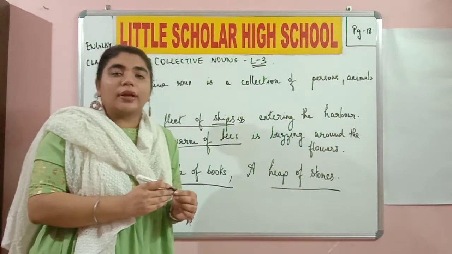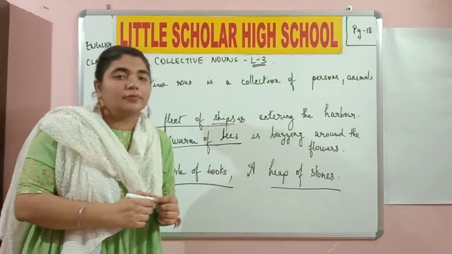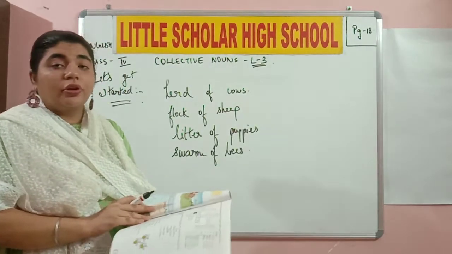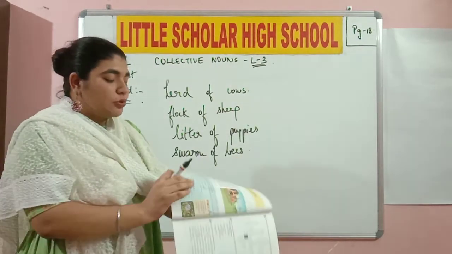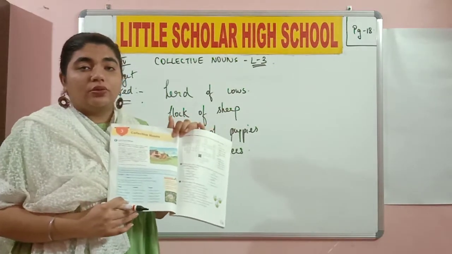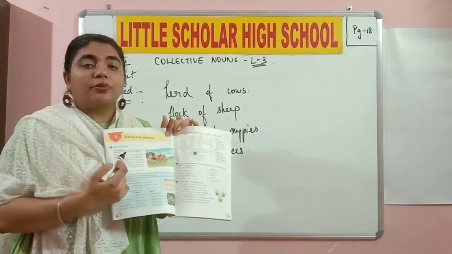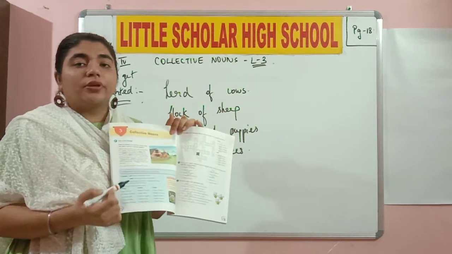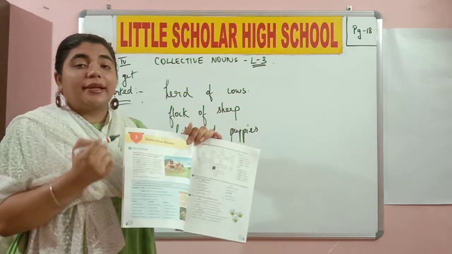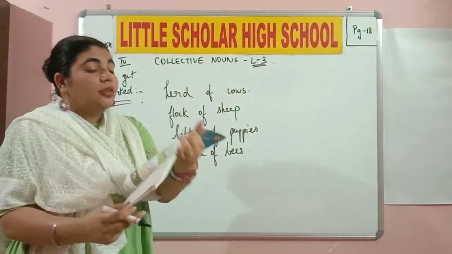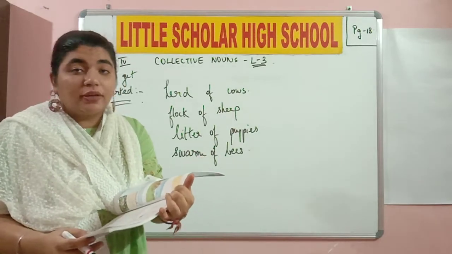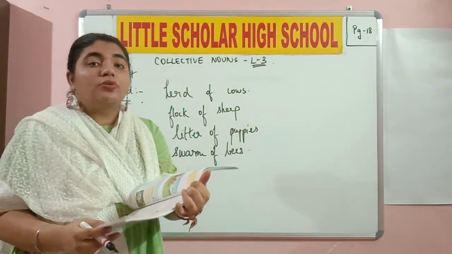Okay, we will look at further examples and try to solve it. So class 4, you are going to open up your textbook to page number 18. Page number 18 is lesson number 3, collective nouns. Here we are going to the first bit. Let's get started. They have asked us to read the passage and find out the collective nouns in them.